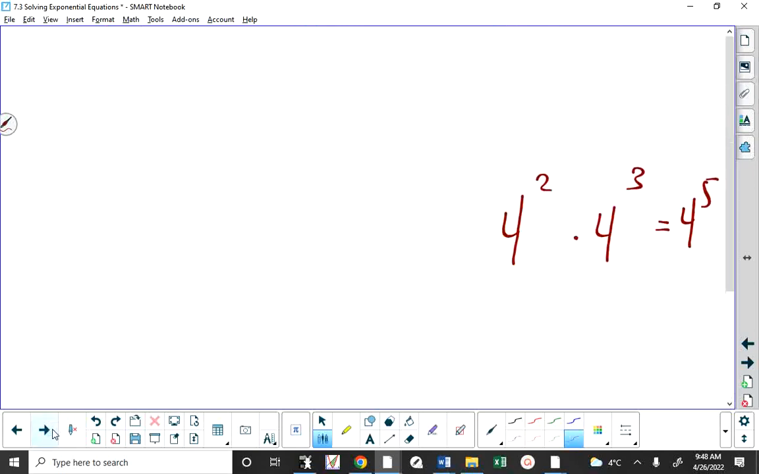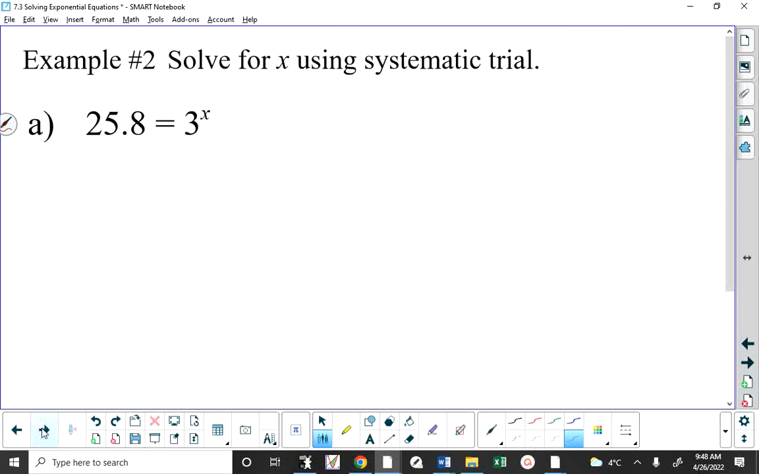All right. So what if we had something like this? 25.8 equals 3 to the x. You cannot express 25.8 as a power of 3. Well, you can, but you don't know how, because you need logarithms. So first of all, your textbook talks about this, the program of studies, the curriculum, the course expectations talk about this. I'm going to show it to you, but it's really clunky. Clunky means awkward.